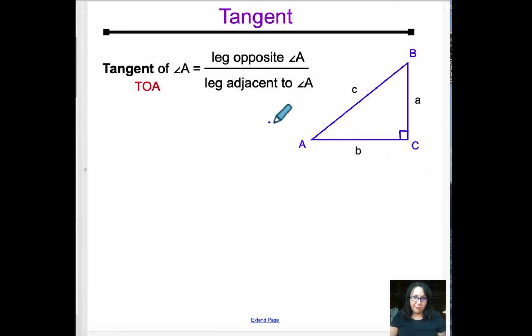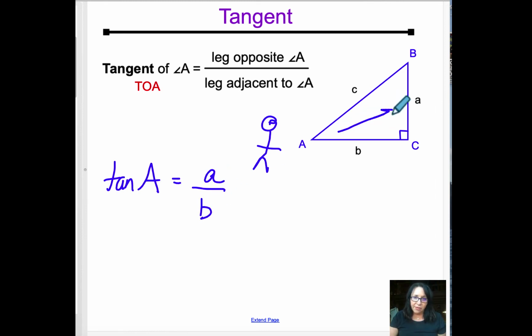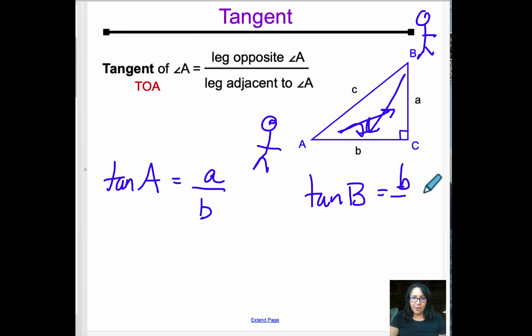So for tangent, if you put yourself here at angle A, you would say tangent of angle A is equal to the opposite side over the adjacent side, which is b. So the opposite side over the adjacent side. If I was sitting at angle B, I would say tangent of angle B, so here I am up here, is equal to the opposite side, which is little b, over the adjacent side, which is little a. And that's your TOA, opposite over adjacent.